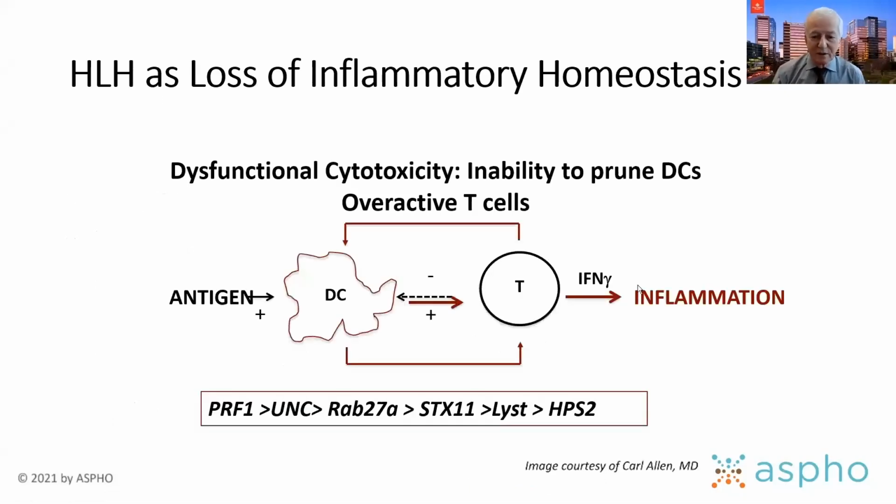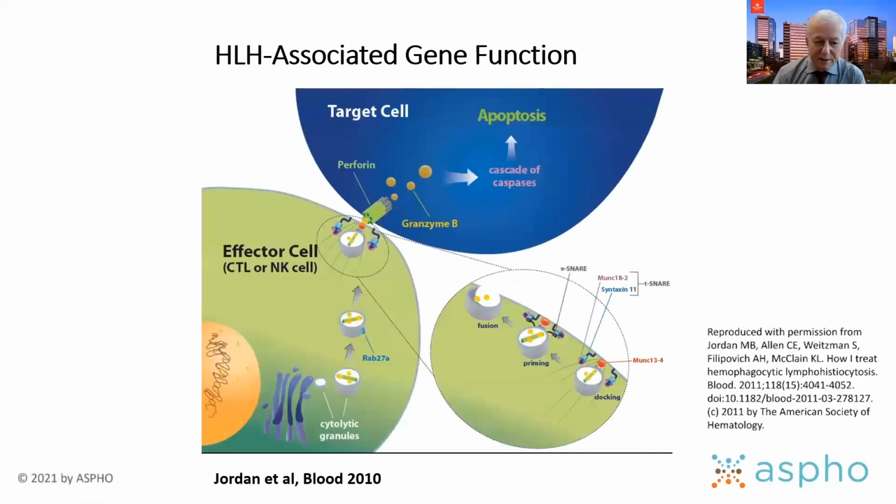So HLH is a loss of inflammatory homeostasis, in which the lymphocytes are unable to control dendritic cell stimulation, which should normally be a limited involvement between these two cells. But in the case of HLH, the overactive T cells lead to excessive production of interferon gamma and inflammation. And a majority of the patients early on were found to have mutations listed below, which I'll go over in a little more detail.